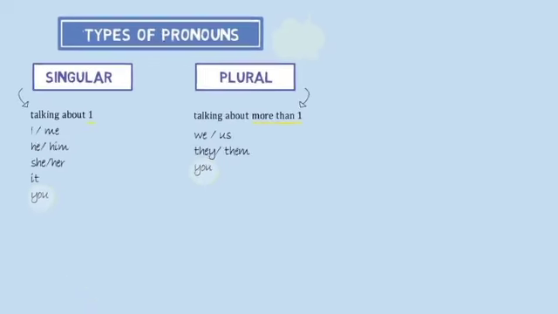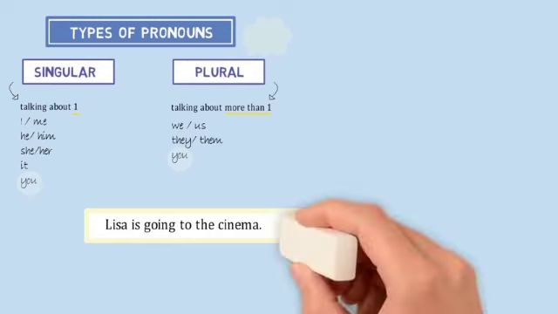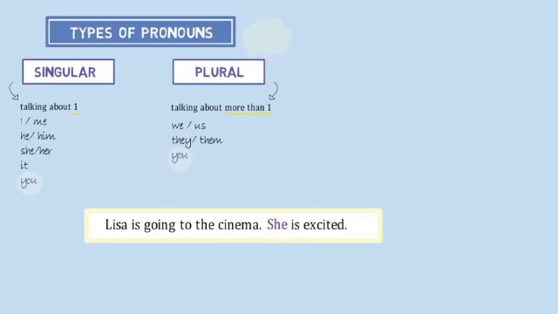Let's look at some examples together. Lisa is going to the cinema. Lisa is excited. Since Lisa is a singular noun here, we will simply remove the repeated singular noun and replace it with a singular pronoun, she.